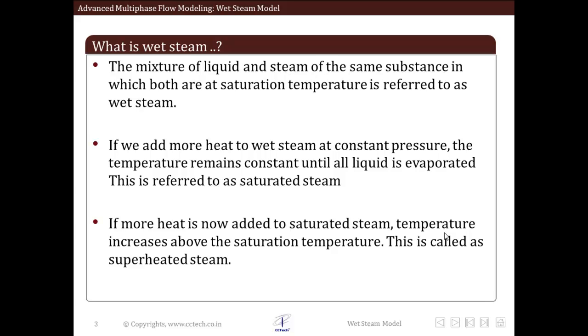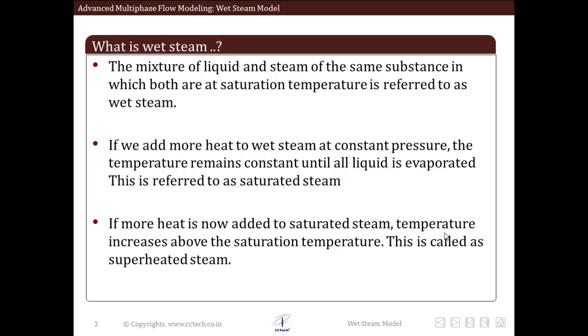So what is wet steam? When we say wet steam model, what exactly is wet steam? Wet steam is basically a mixture of liquid and steam. We have to remember that both these liquid and steam are at saturation temperature. If we go on heating a substance in liquid state, a mixture of liquid and steam will be formed, but both will be at saturation temperature. That is, the liquid will go on heating up to the saturation temperature, then steam will begin forming, but at saturation temperature only. So, at saturation temperature, as we go on adding heat, liquid and steam, a mixture exists at that temperature before the entire steam is formed, and that particular mixture is known as wet steam.